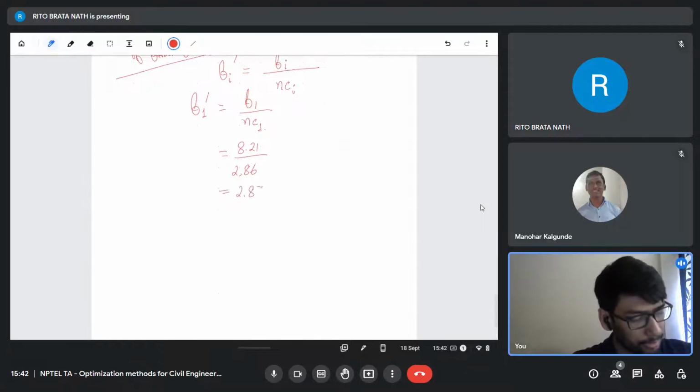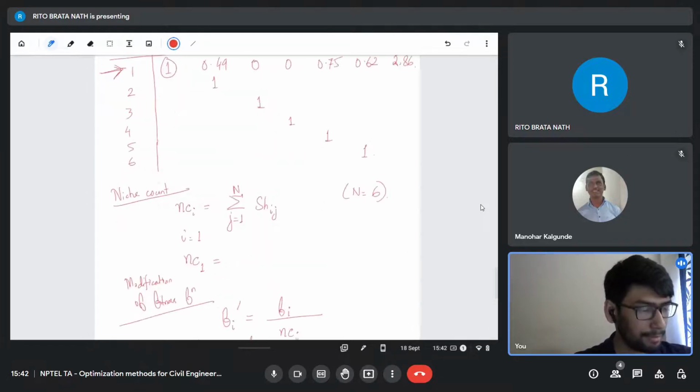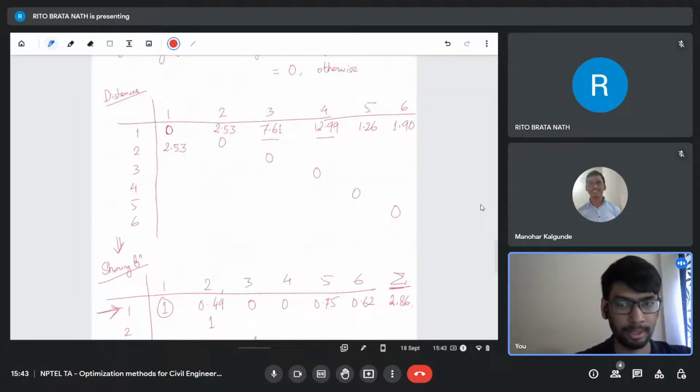Now you have to do this similar exercise for all the 6 points that you have in your solution pool. I have shown you for one point, and I think you can do the rest of the 5, so that's not an issue. You just have to fill the entire distance matrix table, then convert it into the sharing function table, and take the row sums of every point. That will be the niche count, and you just divide by those niche counts, and finally we get the fitness function, which is the modified one.